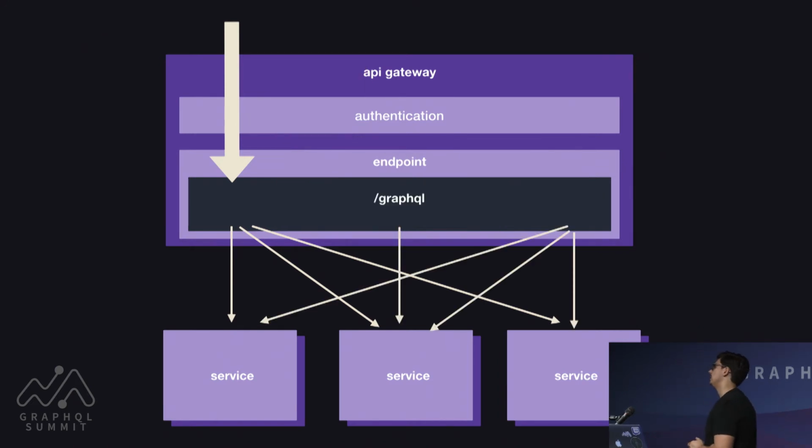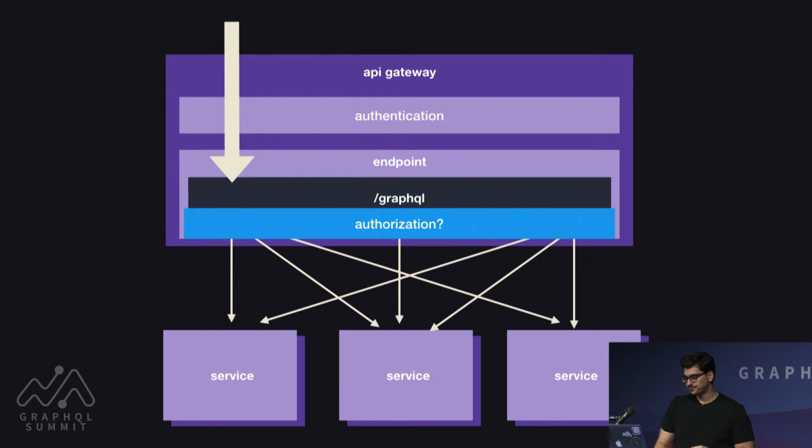OK, but in GraphQL, that doesn't really map extremely well. You only have one endpoint, first of all, and the queries are not static anymore. Anyone can request any kind of data that will hit any amount of backend services. So what do we do?